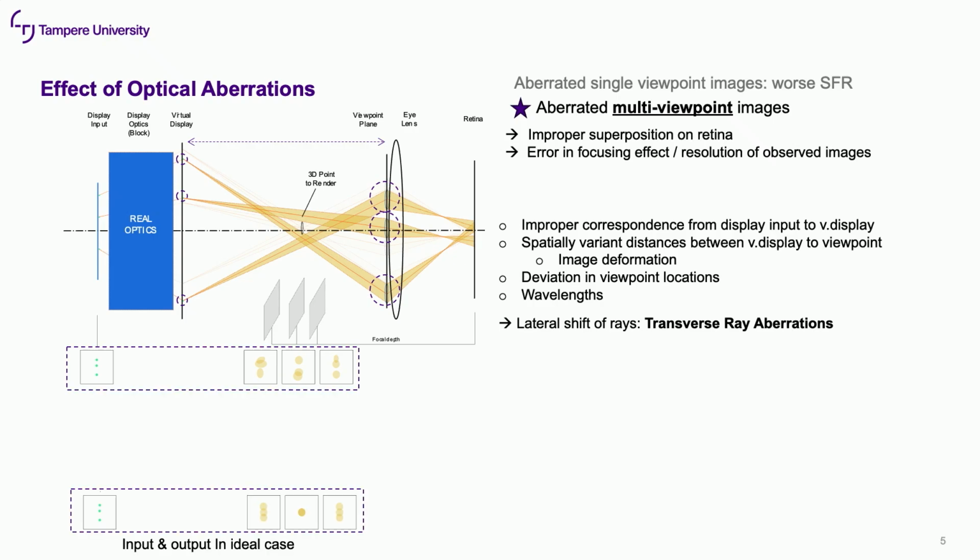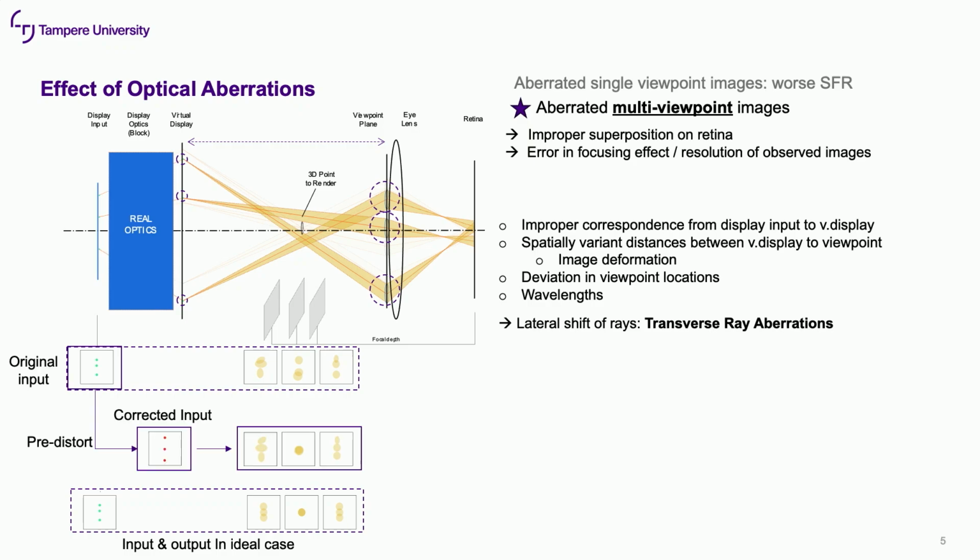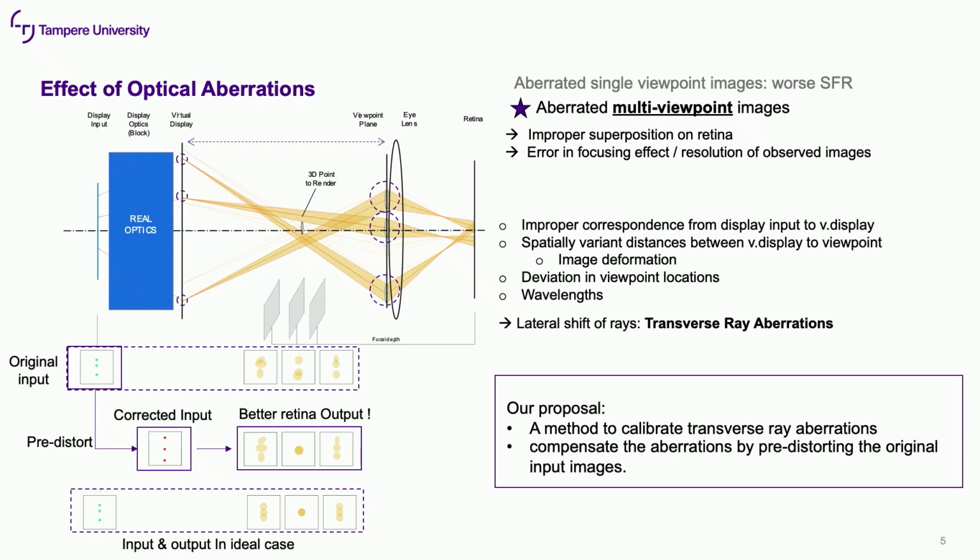To address this, we propose a method to characterize these transverse ray aberrations and then compensate for them by pre-distorting the original input images. Our aim is to achieve the correct focusing effect, just as we would expect in the ideal case.